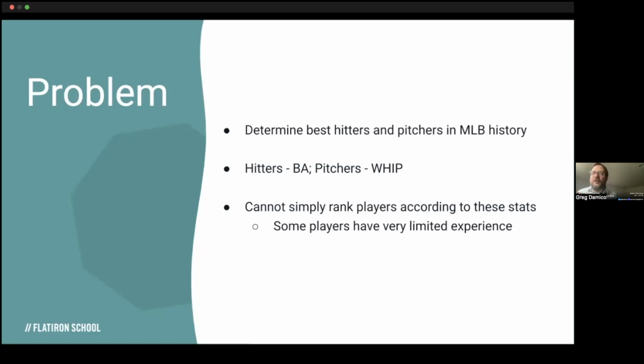And so in particular, suppose there's a player who appeared in just a couple of games and got hits, and so maybe went 3 for 3 in 2 games, has a batting average of 1,000, right? And yet that doesn't seem like we're going to be wanting to call that player the greatest hitter who ever lived, because it's such a small sample size, right?